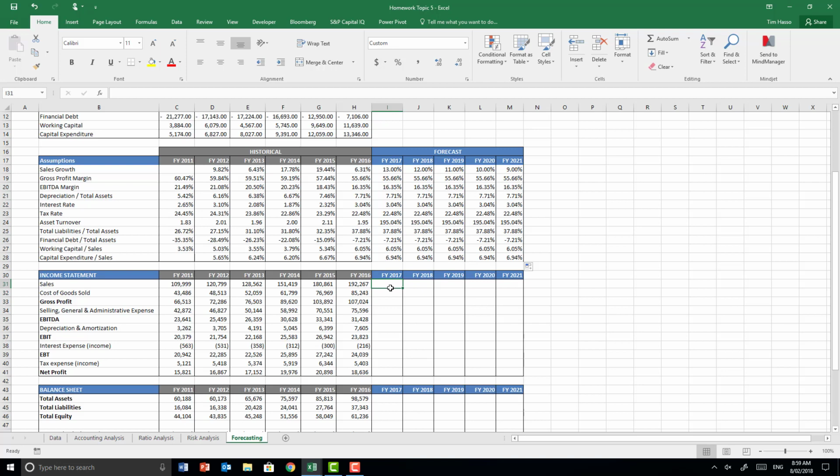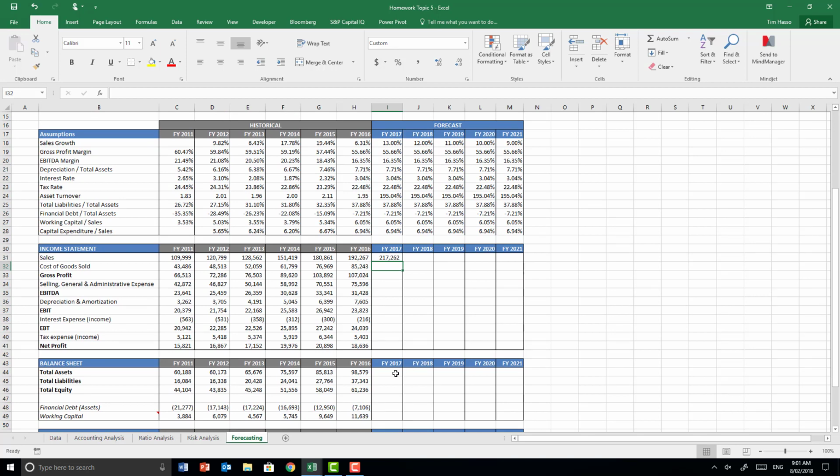So next, what we have is the income statement. Now, for the income statement, the first item that we're going to be forecasting is sales. And the sales for 2017 is merely going to be the sales for the previous year, so previous year sales, H31. And we're going to multiply it by, open up a bracket, 1 plus the sales growth in 2017. Close the bracket, press enter, and it should be 217,262.